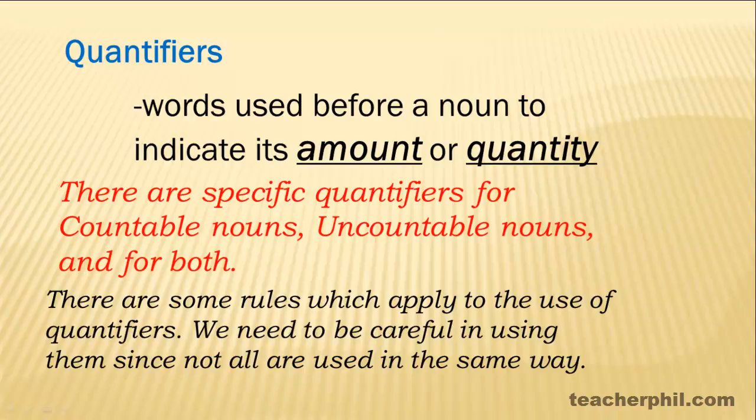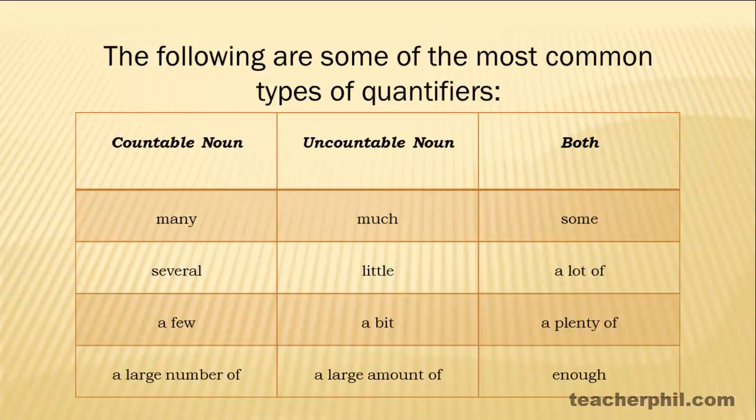Quantifiers are words used before a noun to indicate its amount or quantity. There are specific quantifiers for countable nouns, uncountable nouns, and for both. There are some rules which apply to the use of quantifiers. We need to be careful in using them since not all are used in the same way. The following are some of the most common types of quantifiers.